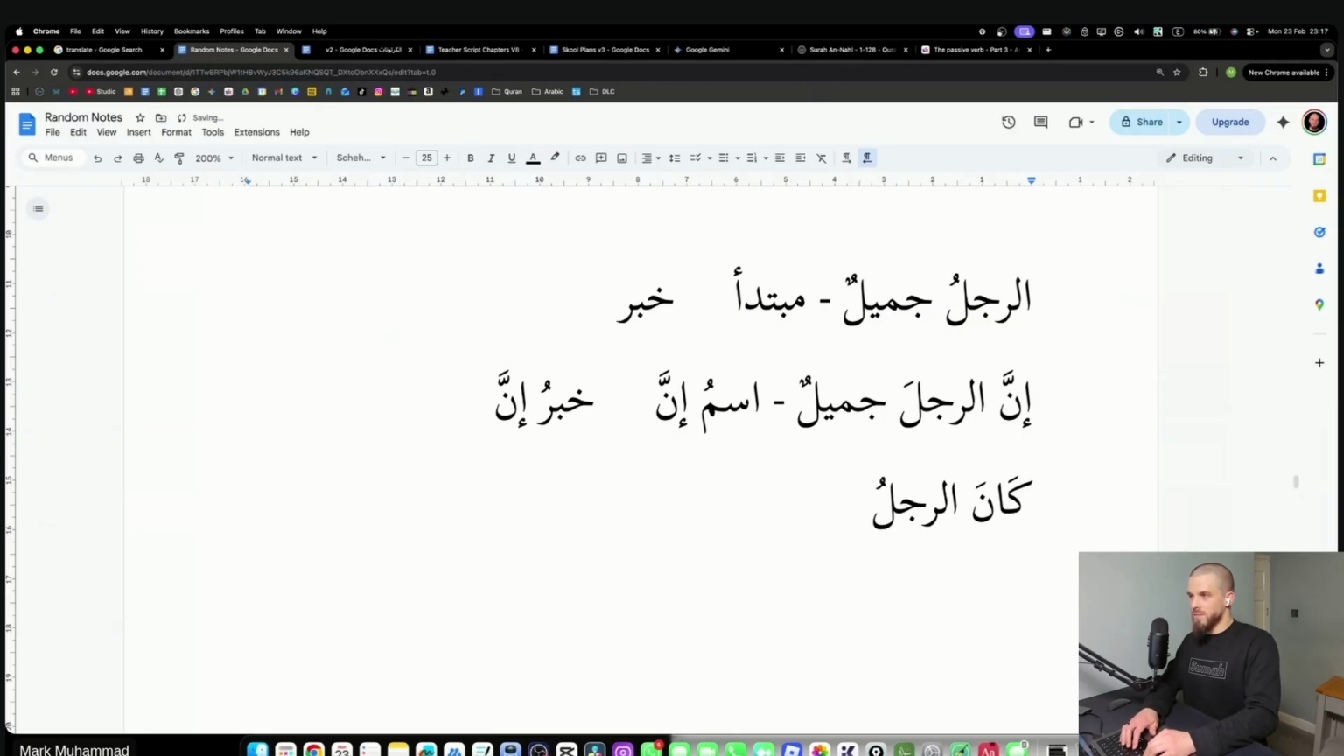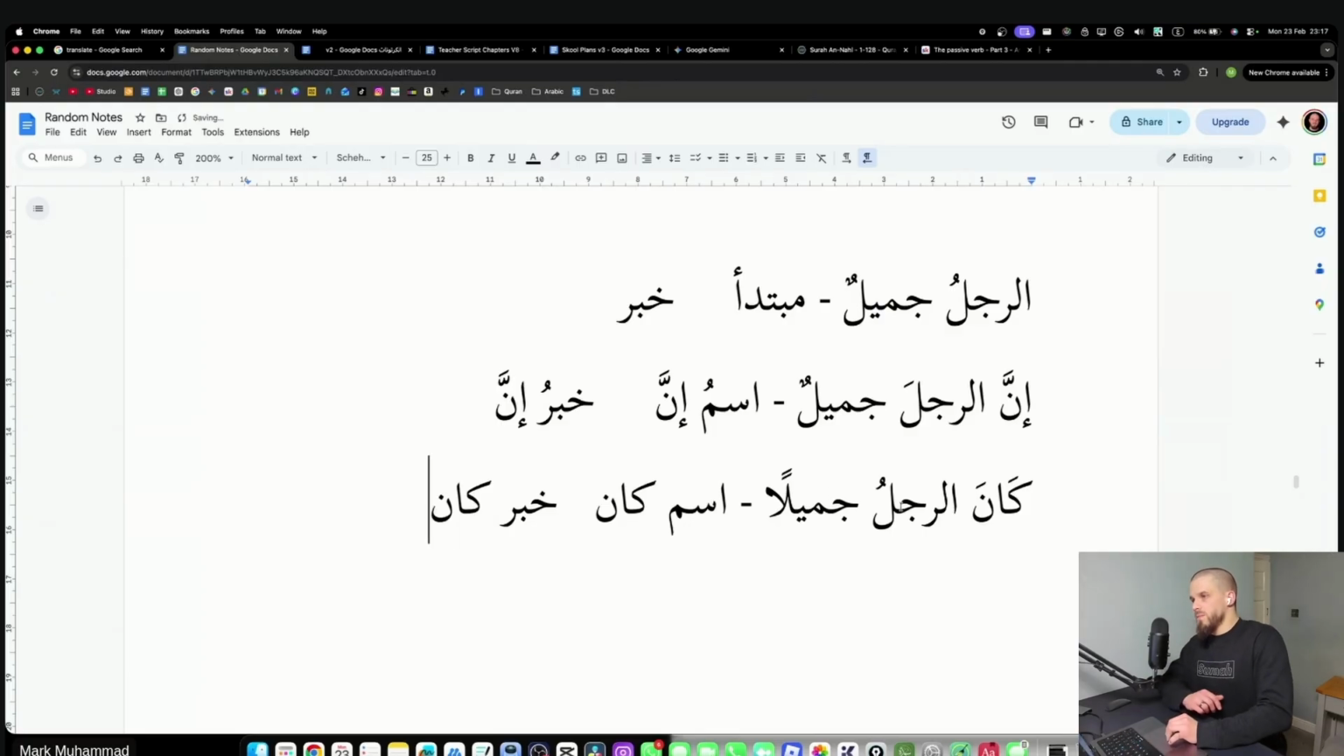So the way it works is the opposite of inna. And then الرجل is اسم كان and جميل is خبر كان. So very simply, it does the exact opposite thing of what inna does.